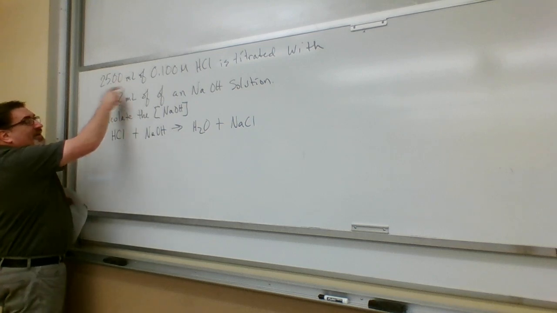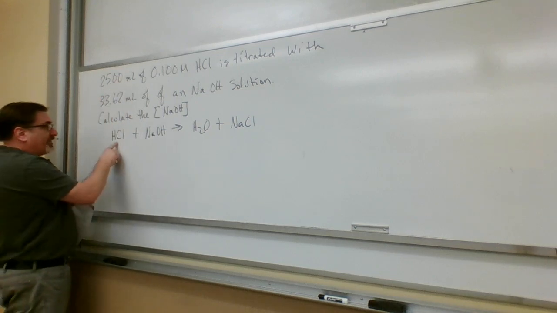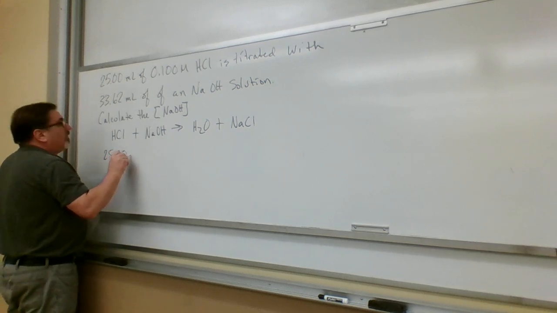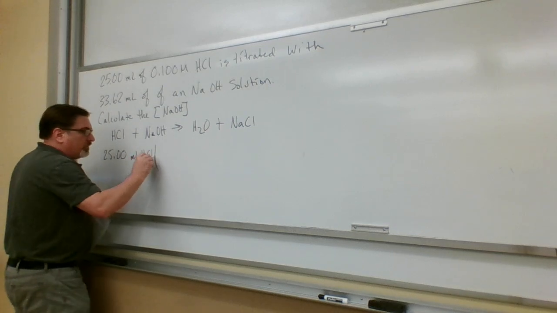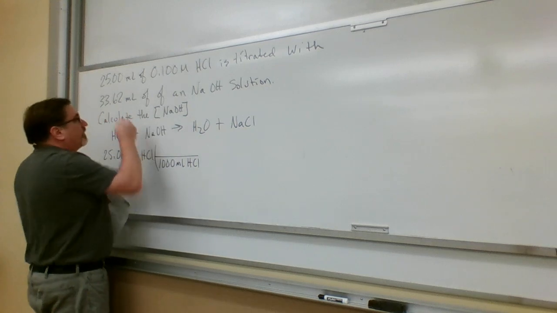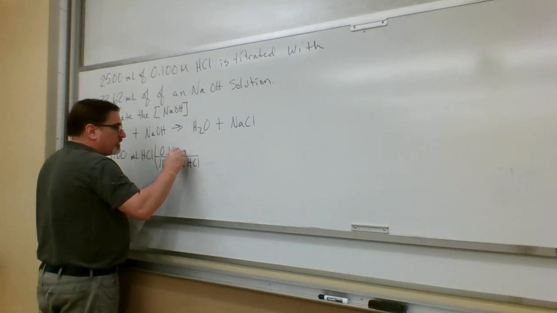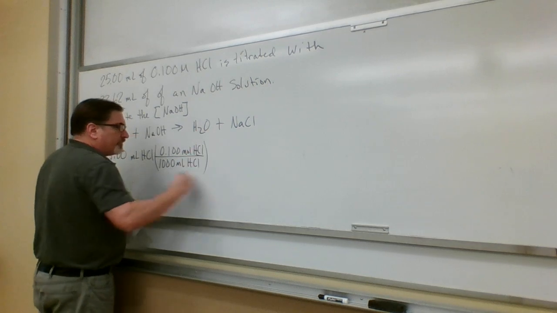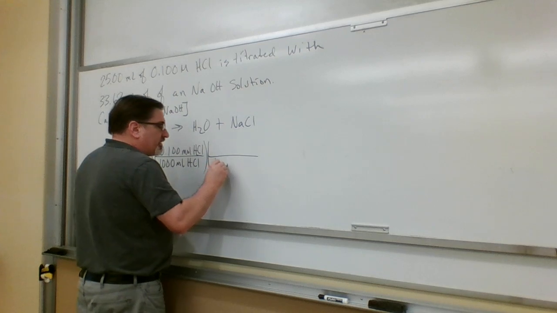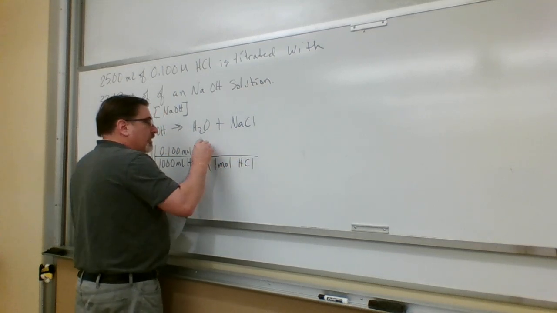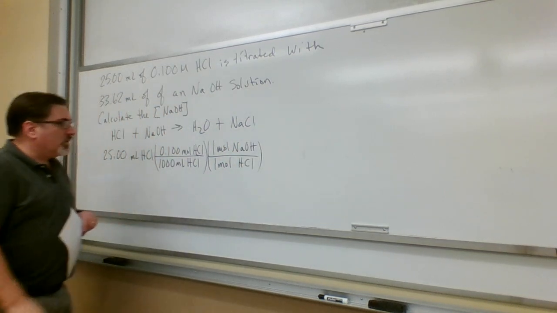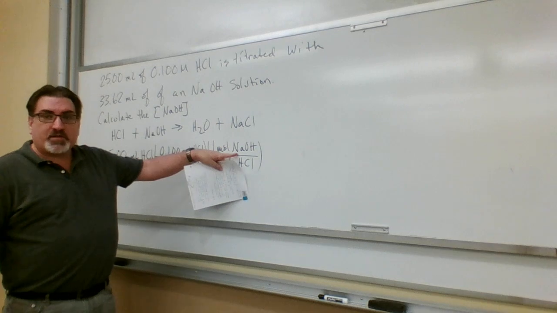So we're going to start out with the HCl values. We know how many moles of HCl we've got, so we can convert to moles of NaOH. So 25.00 milliliters of HCl, and every 1,000 milliliters of HCl, there's 0.100 moles of HCl. And then we use the stoichiometry of the equation to convert to moles of NaOH. 1 mole of HCl on the bottom is 1 mole of NaOH up top. So I've converted from volume of HCl to moles of NaOH.